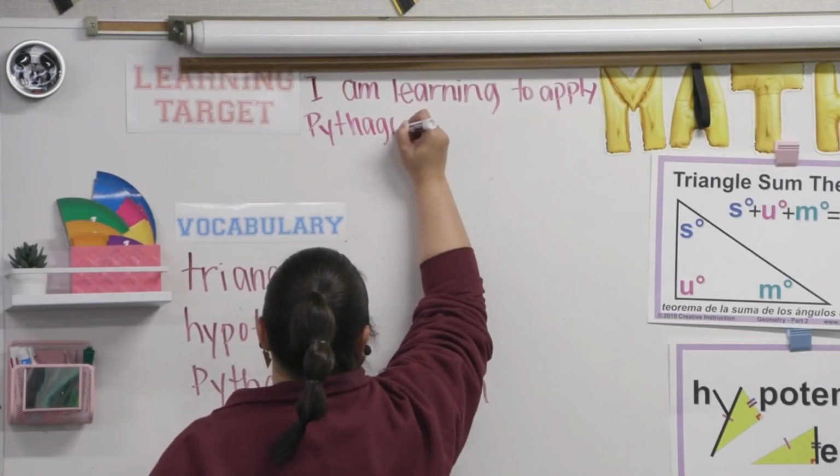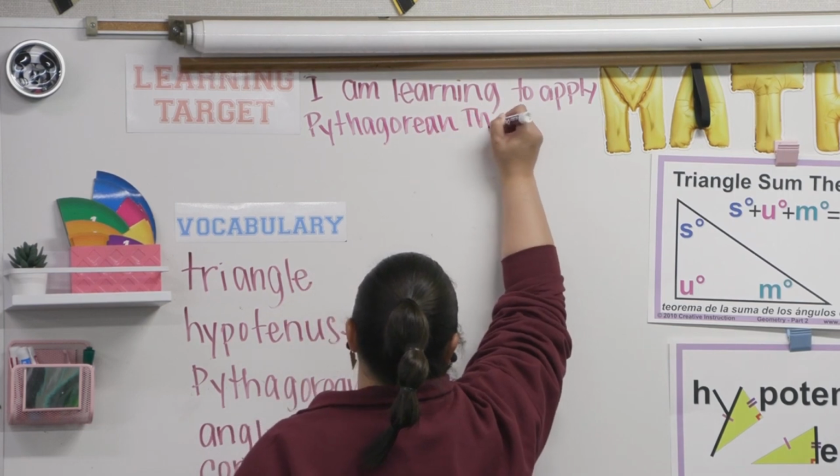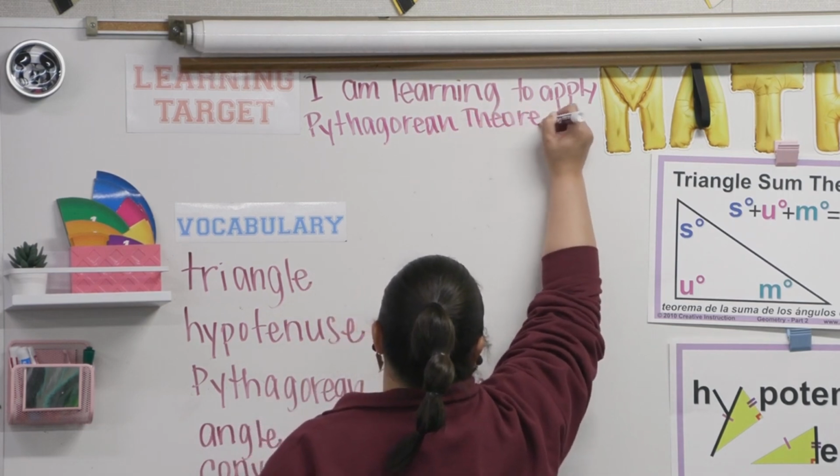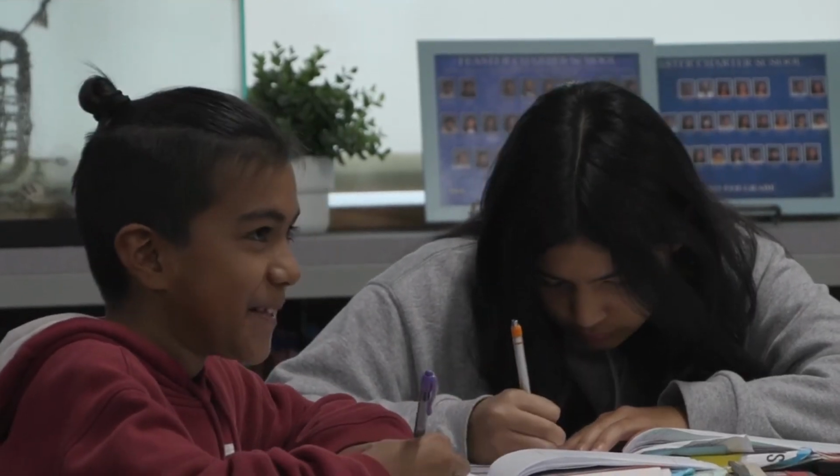Today we're going to learn how to apply the Pythagorean theorem to determine the unknown side lengths in right triangles. Sounds like quite a bit right now, right? You'll find it's going to be very simple.